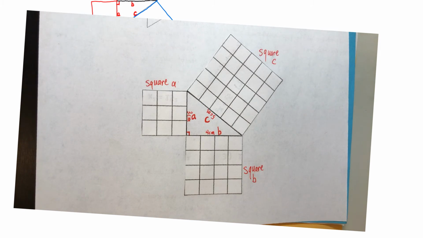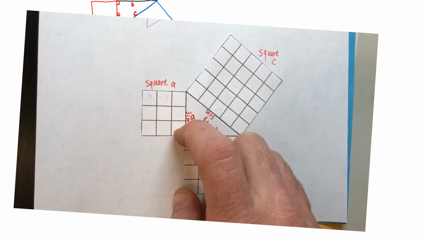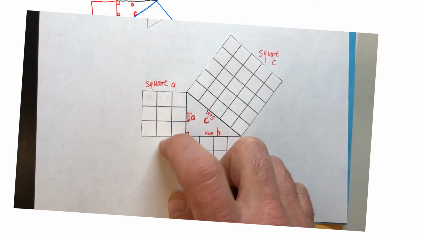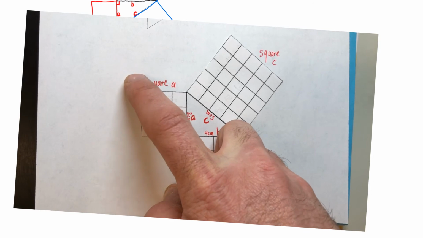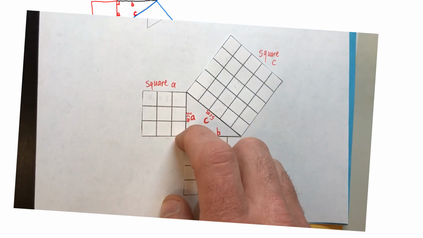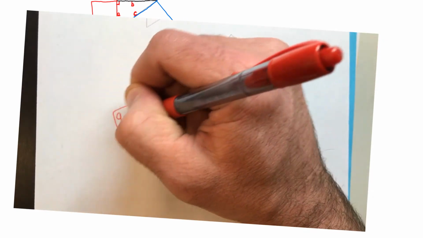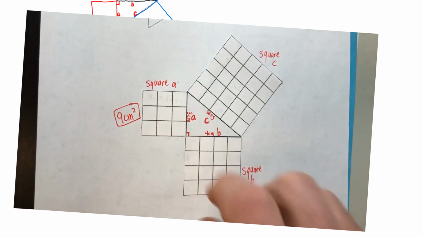All right. Now, let's think about each of these squares. So for square A, what is the area of this square? How many squares are inside of here? 9. Or you could think of it as a 3 by 3, right? What is 3 times 3? 9. So the area of this square is 9 square centimeters.